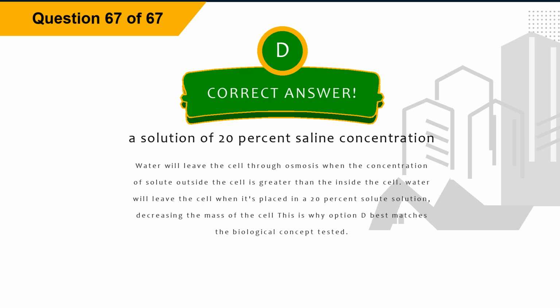Explanation: water will leave the cell through osmosis when the concentration of solute outside the cell is greater than inside the cell. Water will leave the cell when it's placed in a 20% solute solution, decreasing the mass of the cell. This is why option D best matches the biological concept tested.